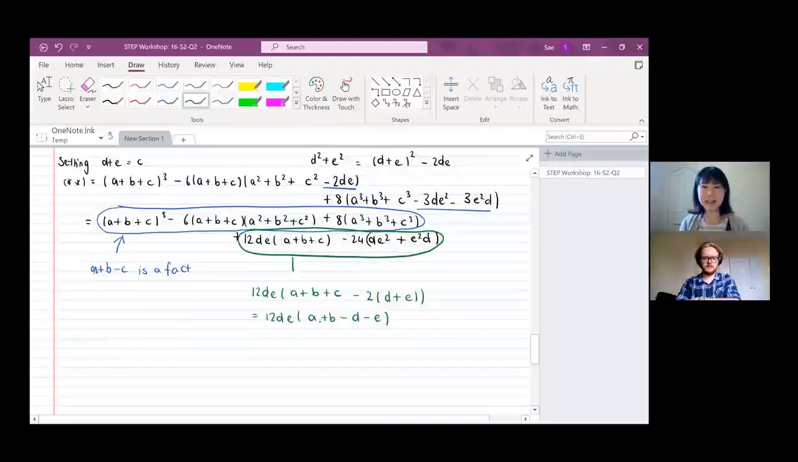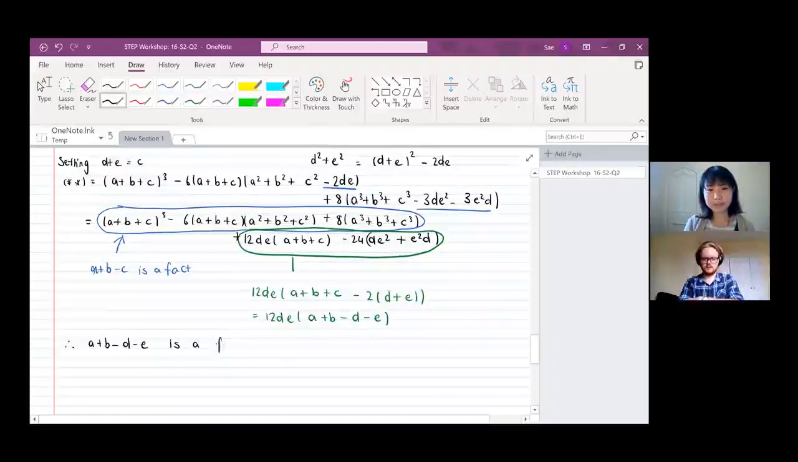And so we have a plus b minus d minus e is a factor of the blue thing from the first part. And we also know that a plus b minus d minus e is a factor of the green part just by factorizing it. And therefore, a plus b minus d minus e is a factor of the whole thing.